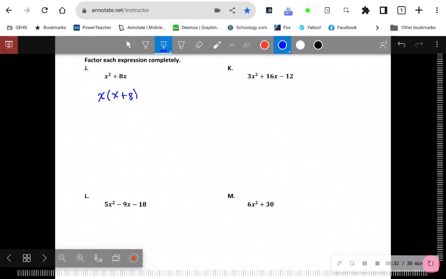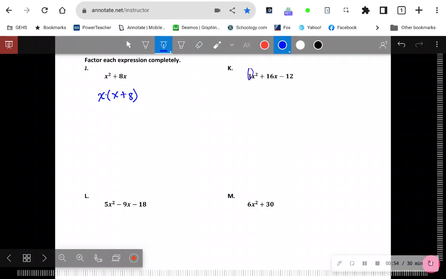You could distribute to check that. And we've got this factored as far as you can. The only factoring you can do on here is pulling out that GCF. Let me clean it up a little bit. It looks a little sloppy. Okay. On example K here, you look for a common factor.